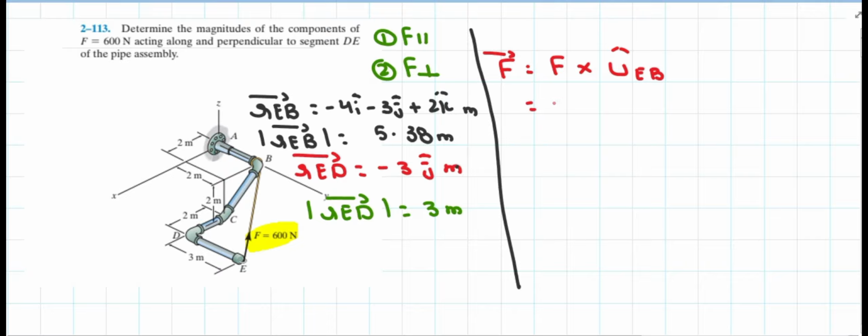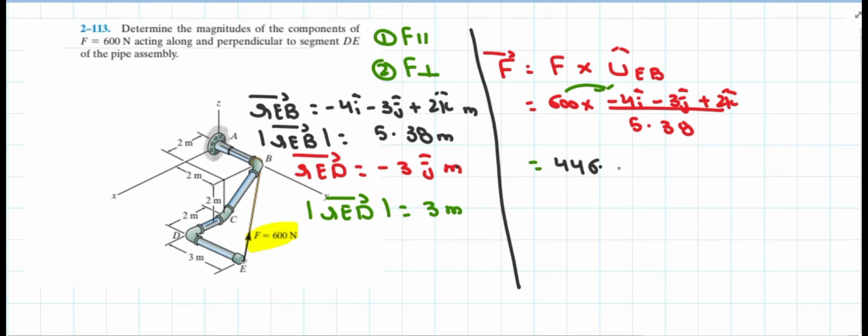Now, the force F is 600 times the position vector r_EB, which has the value negative 4i cap, negative 3j cap, positive 2k cap, divided by the magnitude of the r_EB position vector, which is 5.38. Now multiply 600 with negative 4i and divide by 5.38. It gives us a result of negative 446.09 i cap. I forgot the negative sign here.